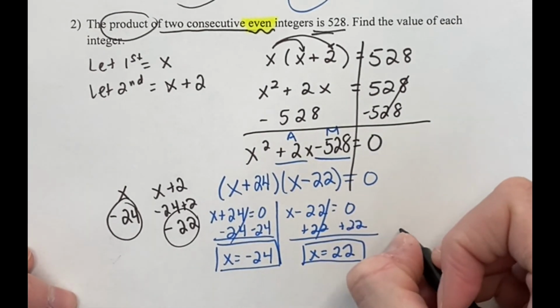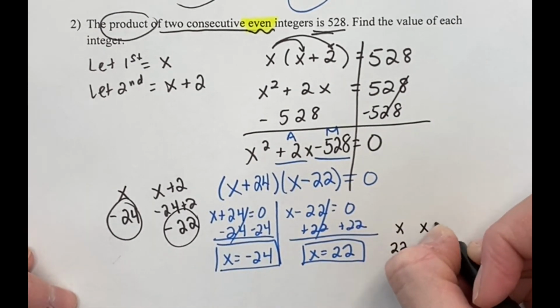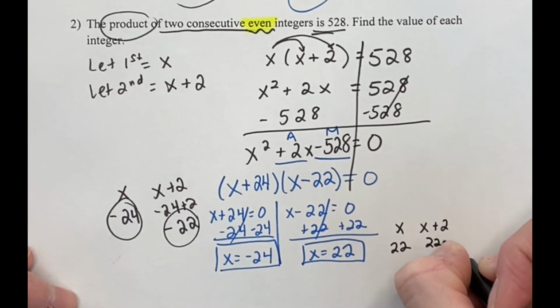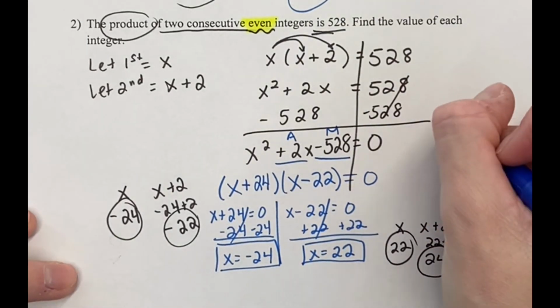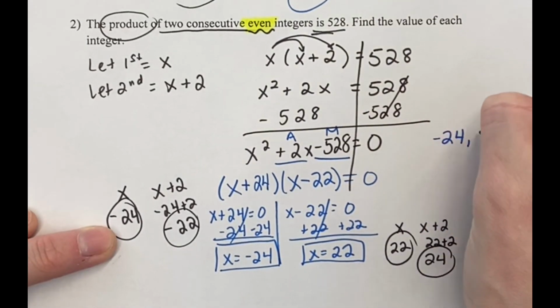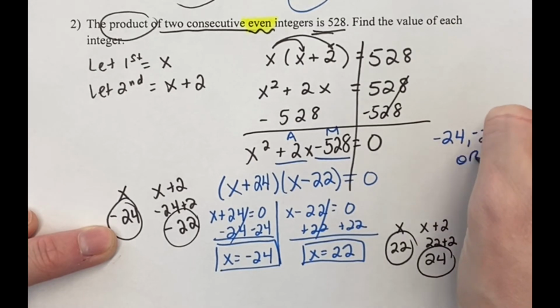Then here I have x equals 22. So then x plus 2 would be 22 plus 2, which is just 24. So the two sets of integers would be negative 24 and negative 22, or 22 and 24.